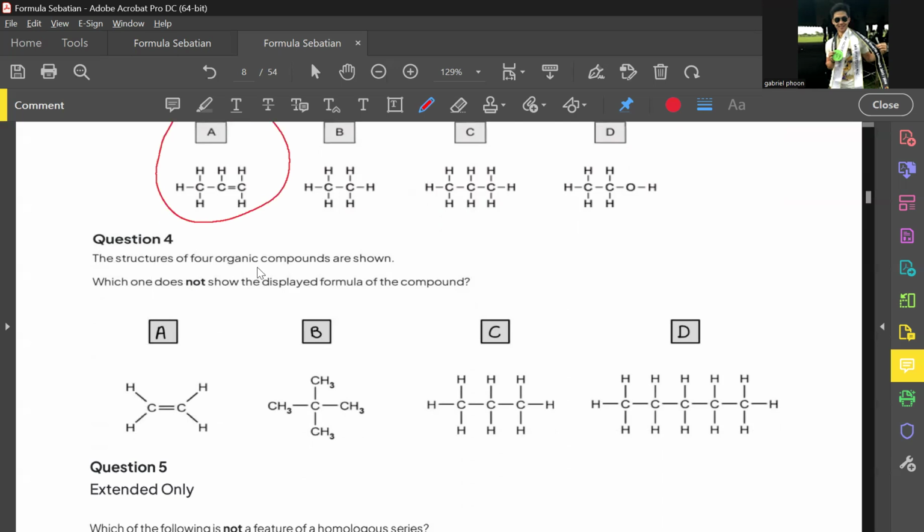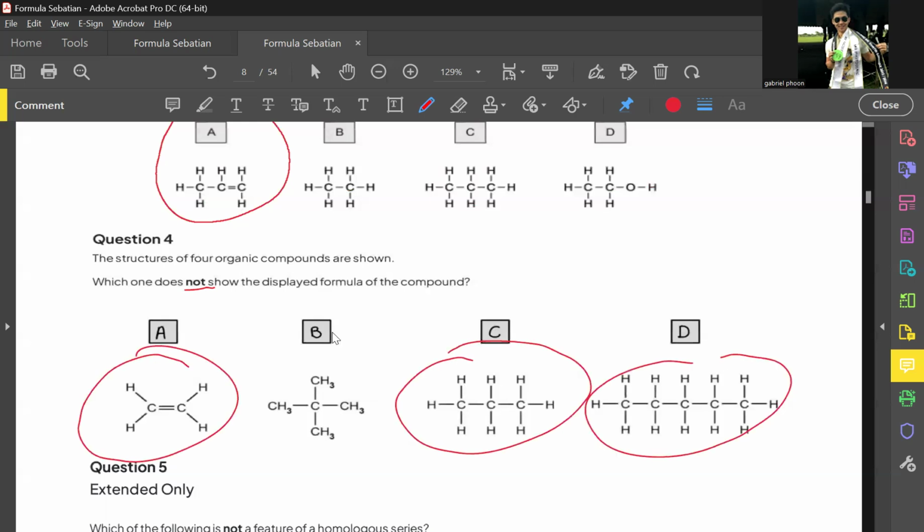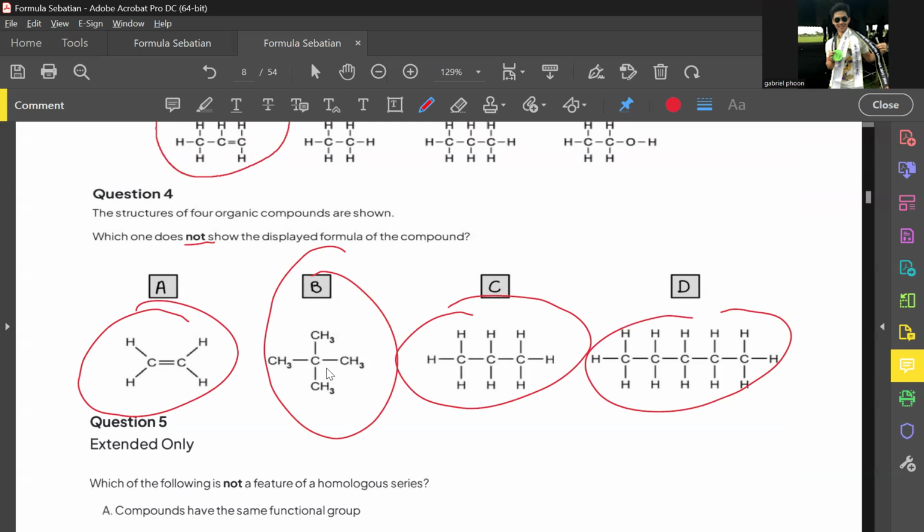The structures of 4 organic compounds are shown, which one does not have the displayed formula of the compound? Displayed formula means to say everything is nicely put outright, everything is literally displayed outwards. The only one that has a structural formula is this one, guys, because they combine everything together, right?